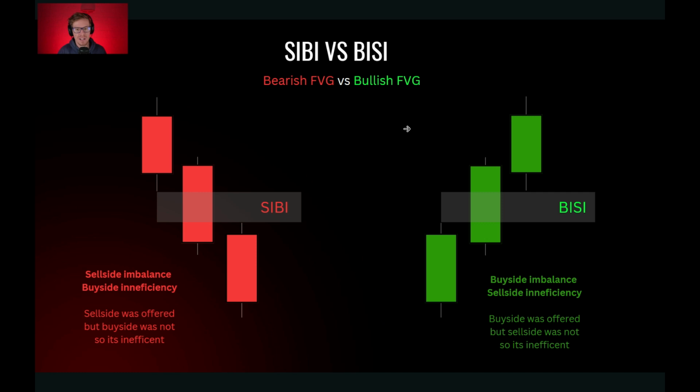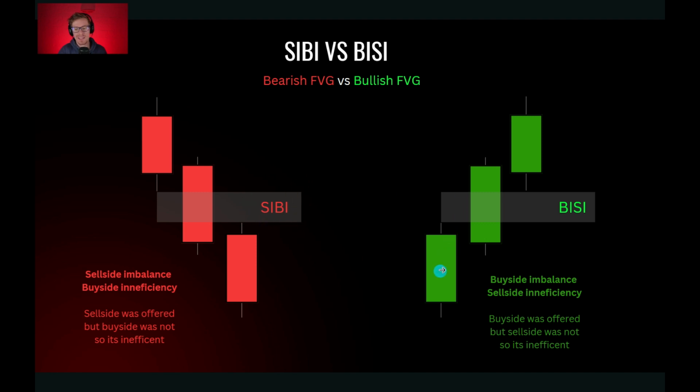In ICT concepts, they refer to fair value gaps as SIBI or BISIs. You can see SIBI is a bearish fair value gap and BISI is a bullish fair value gap. So if we get this downside momentum, it creates this displacement, it creates an imbalance to the downside, we call that a SIBI.